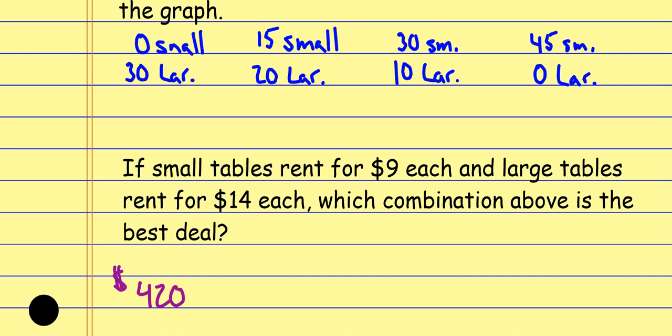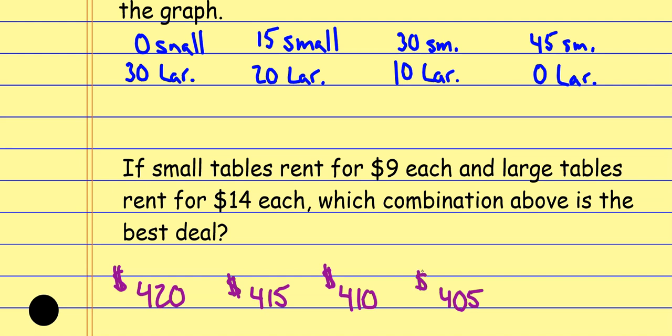If I did 15 small tables, that would be 15 times 9, which is $135, plus 20 large tables, that's 20 times 14. So that gives me a total of $415. The next one would be 30 small tables, so 30 times 9, plus 10 large tables, so 10 times 14. So that gives me a total of $410. If you notice, the price is going down. And so the last one, 45 small tables, just 45 times 9. So that's $405.